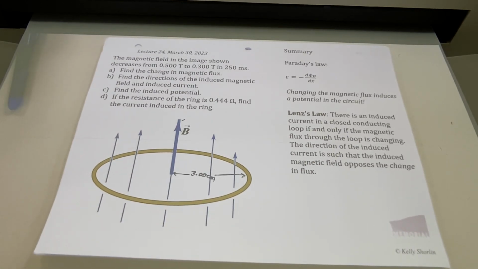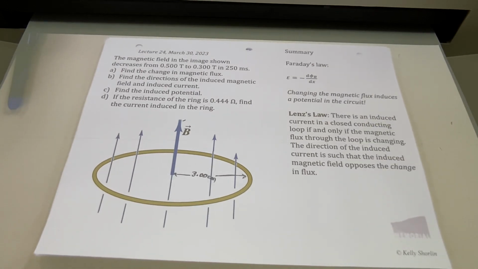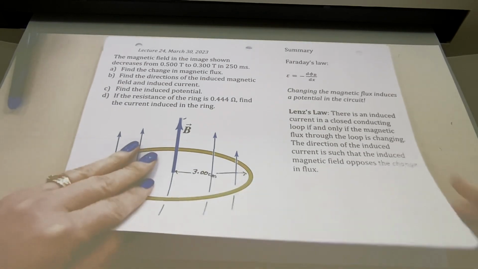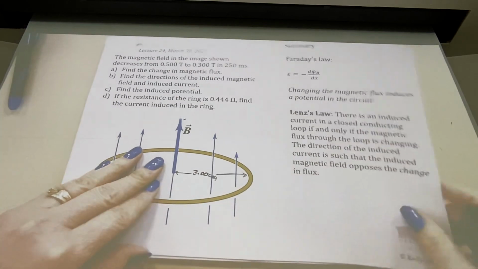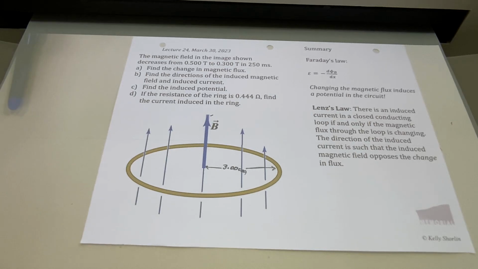Last day we talked about induction, Faraday's law and Lenz's law. Those two things go together to tell us how we get induced potentials, fields and currents in circuits. So we'll do the most typical, most common example next.